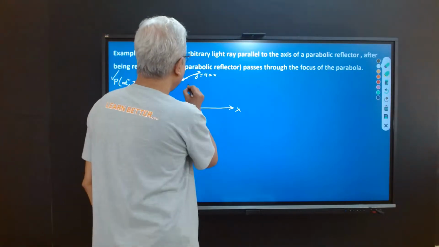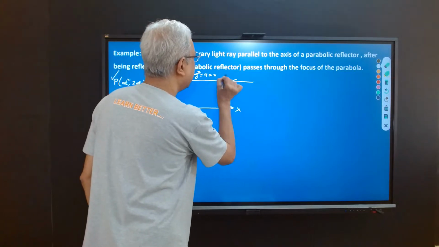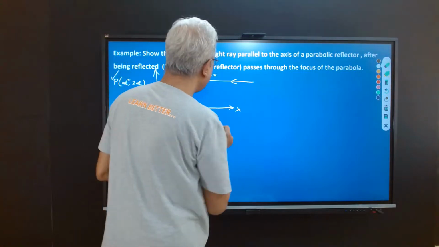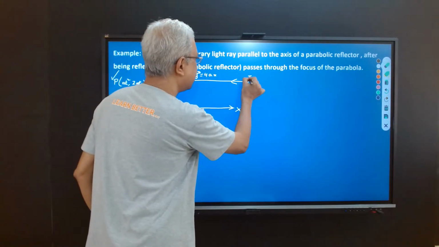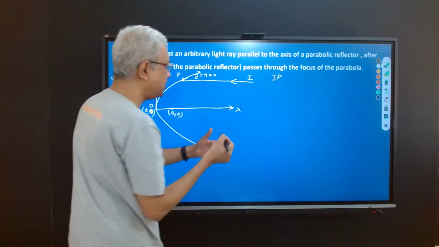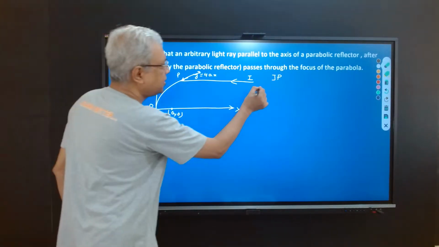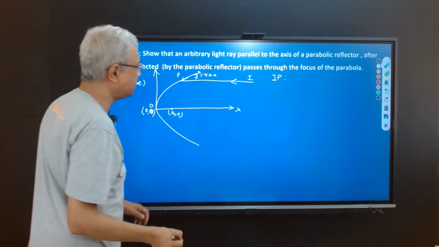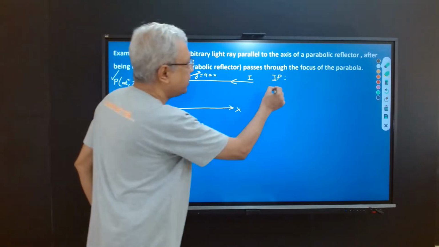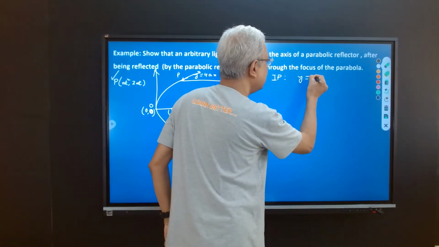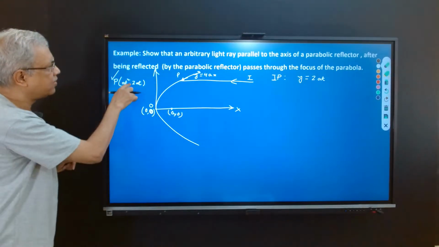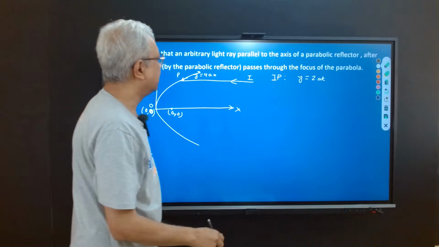Now, you take this ray, an arbitrary light ray. I call this the incident ray, IP. IP is the incident light ray. So what is the equation of the incident light ray? Since it hits the point P, the equation of the incident ray is actually y equal to 2at, because for all points on IP, the y value is 2at.